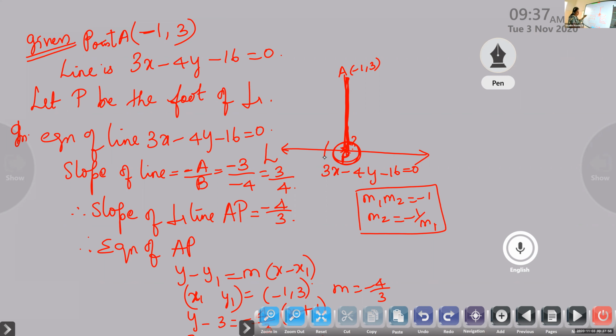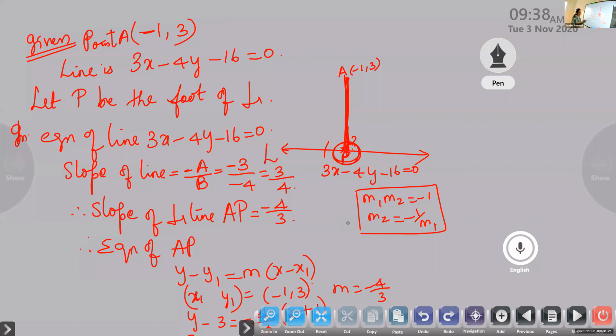From there, what is the slope? The slope of the line is minus a by b. So minus 3 by minus 4, you will get the slope of the line is 3 by 4. The slope of the perpendicular line is minus 4 by 3. Just take the reciprocal and change the sign. Note down this formula.